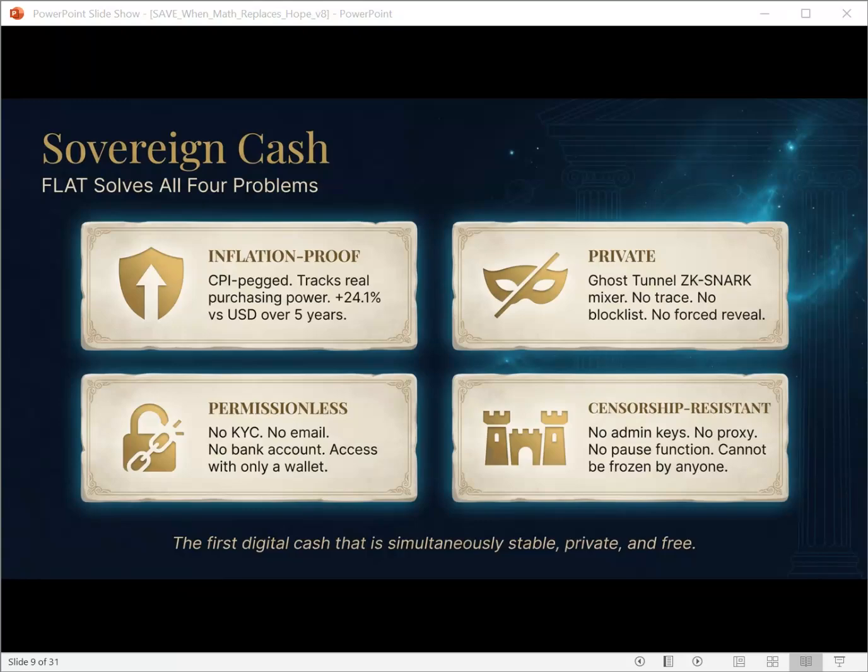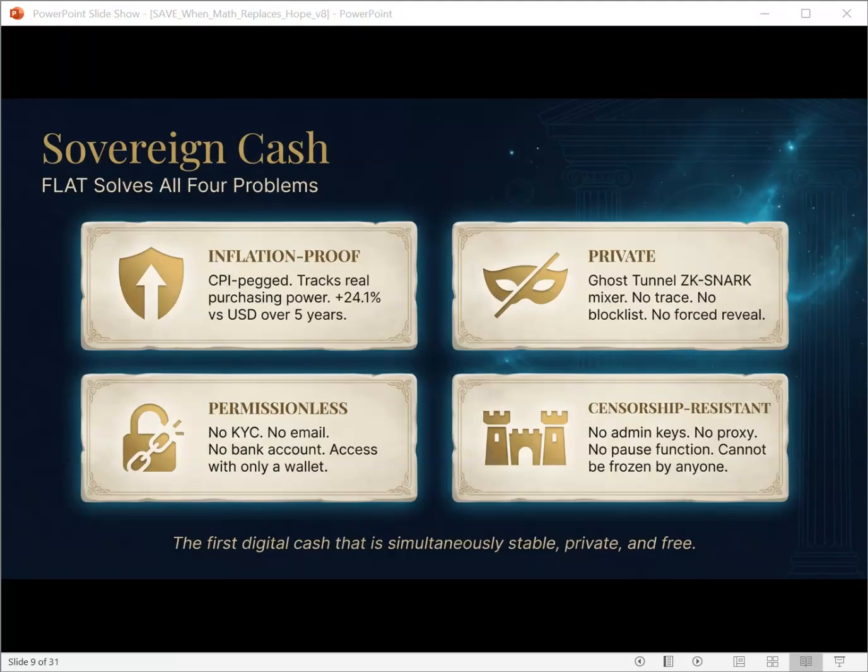So, what problems does flat solve? That's what we're trying to answer here. Flat solves 4 problems simultaneously. No other digital currency has done this. Inflation proof: CPI pegged, not dollar pegged. Your purchasing power is preserved by construction, not by hope.